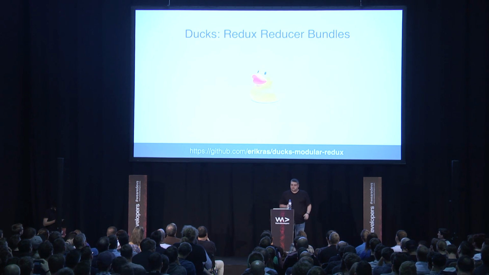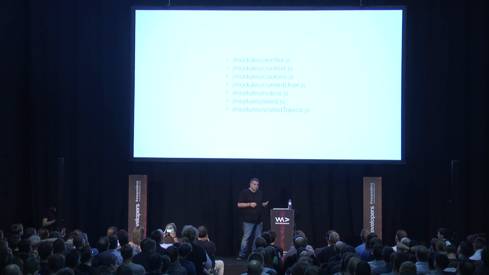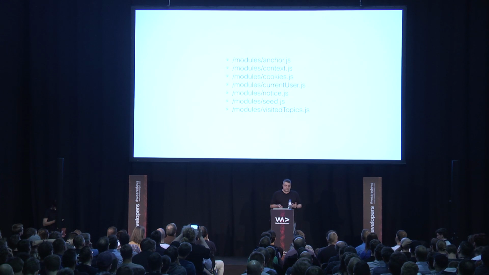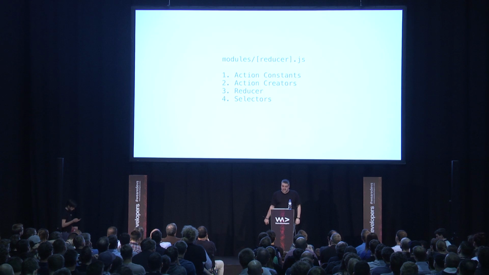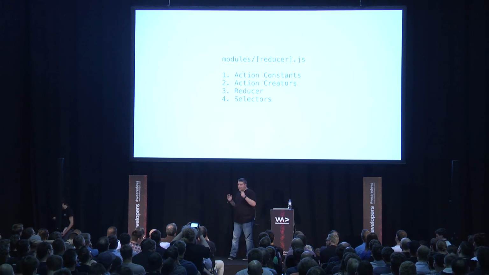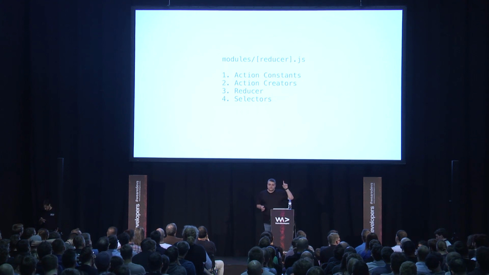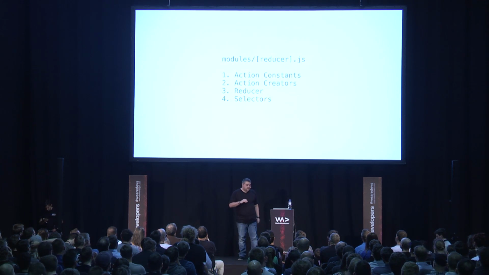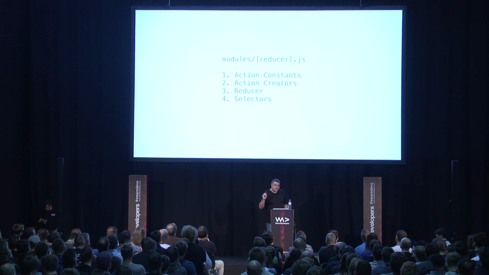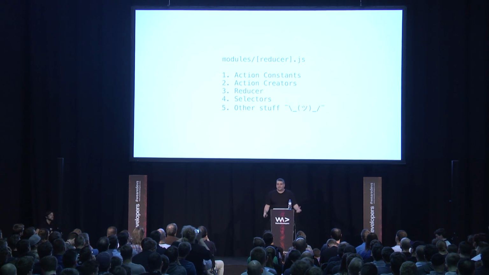So Dux is not a library. It's just a way of structuring Redux. So basically, this is some of our modules. Dux has this idea: you have a module, and this module file is the name of your reducer. And it contains the stuff in this order. First is your action constants. Second is the action creator functions. Then is the reducer itself. And then it has selectors. And fifth, you can put random stuff there, whatever you need.